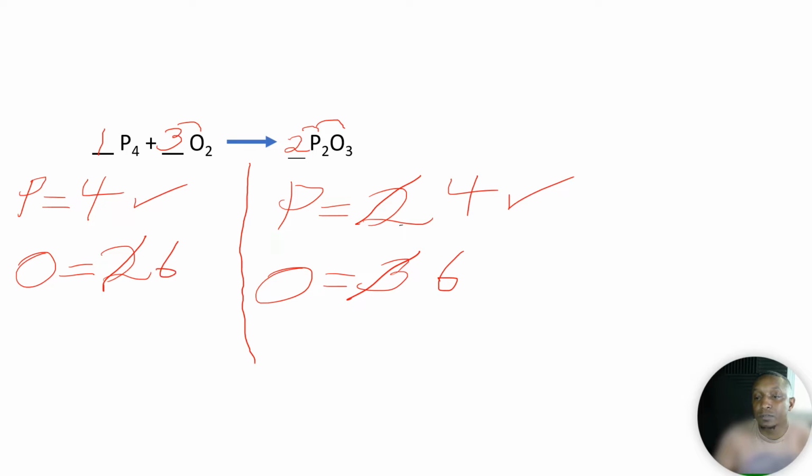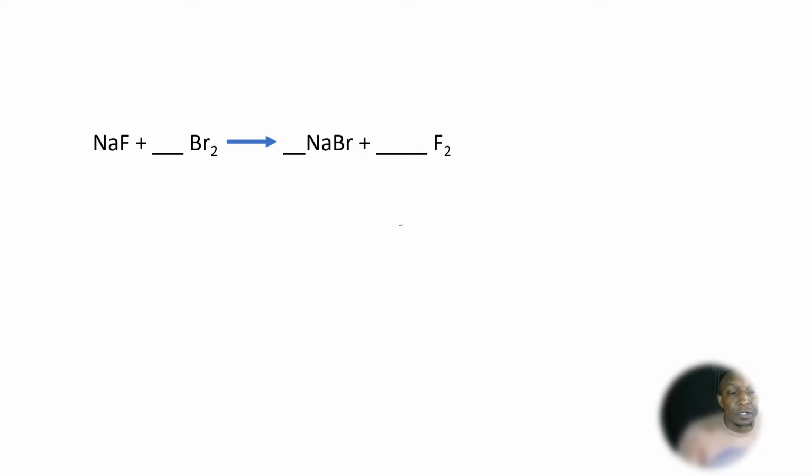So now take a look. We have 4 phosphorus on each side and we have 6 oxygen on each side. So now this chemical equation is officially balanced. All right, so let's take a look at another problem. So in this problem, we're going to do the same thing. We'll draw a line down the middle to separate our reactants and products.